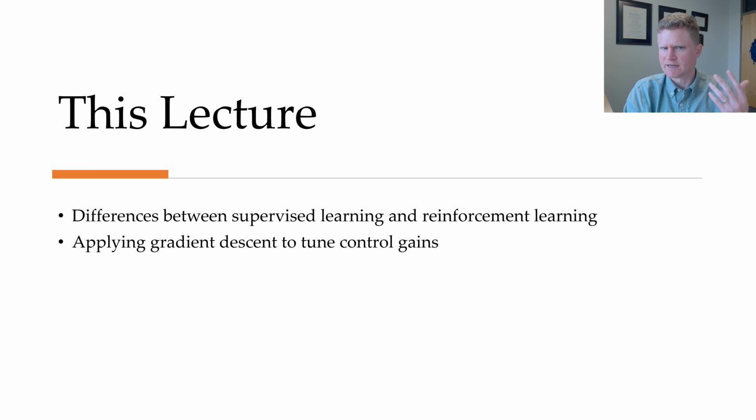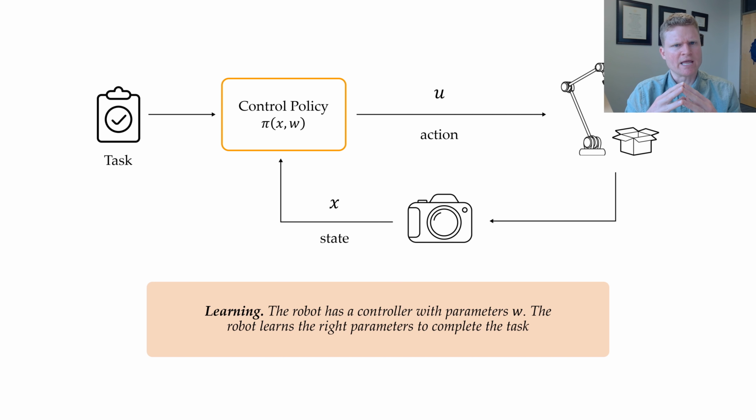First, I want to show you some of the differences between supervised learning and reinforcement learning, and then I want to go through a simplified reinforcement learning problem where we can apply gradient descent in order to tune control gains. Okay, so I want to begin by setting the stage by recapping control policies.